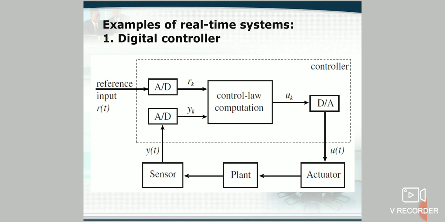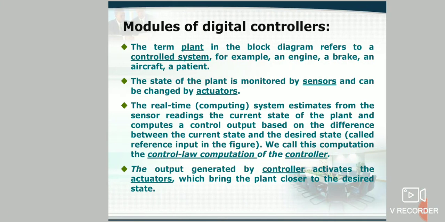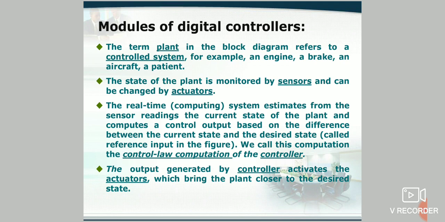So this is all about how the digital controller works in real-time systems, and how a real-time system basically works. This is all about digital controller theory. The plant in the block diagram refers to a controlled system like an engine, brake, aircraft, etc., and this content I have already discussed.